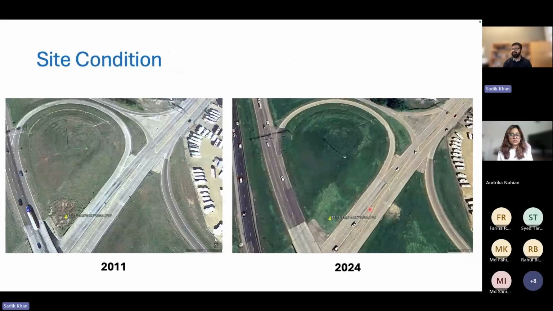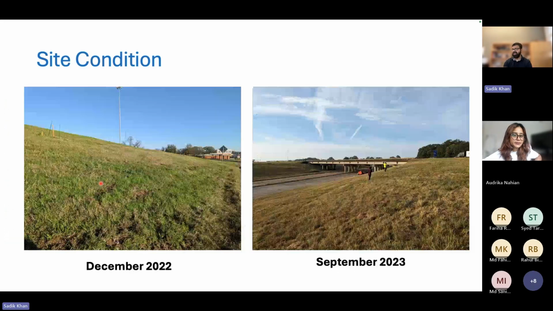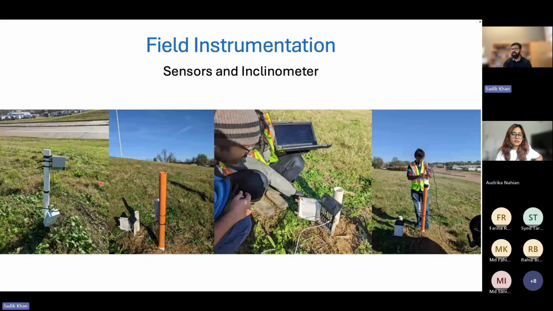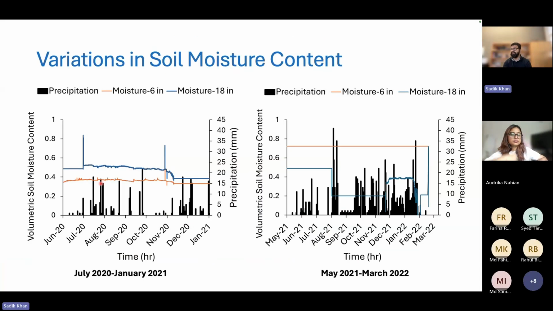And this is the overall site condition between 2011 and 2024. There was a pre-existing failure on the slope, and then we tried out vetiver at this location. This is how it looks in different conditions, where at the beginning we tried to hold the slope and not mow it, but now it's being mowed and it looks pretty clean. And here we have the different instrumentation. Here our team is collecting the data from the slope, and this is how it looks in terms of the soil moisture content and the matric suction variation.